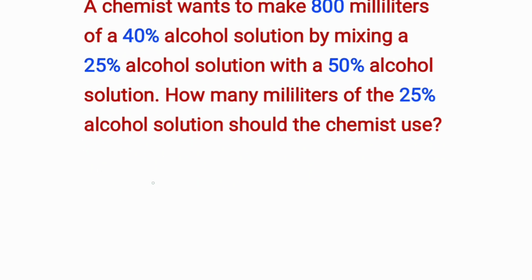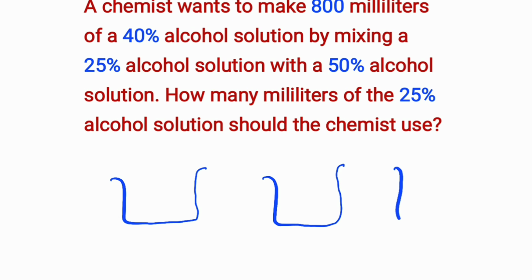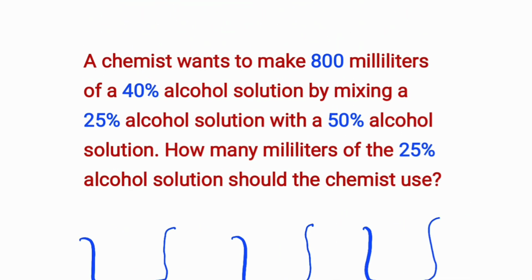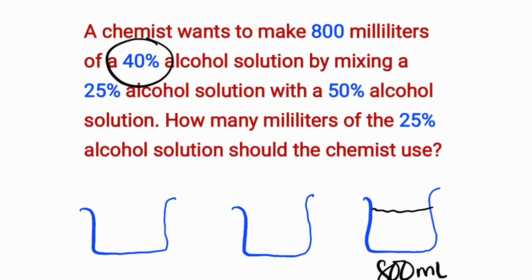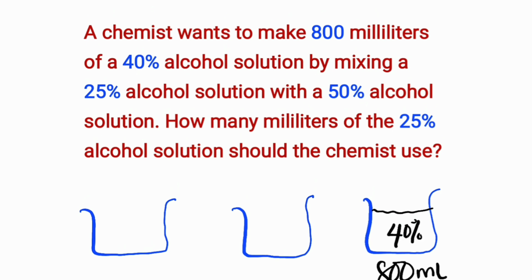Let me use 3 beakers here: 1, 2, and 3. What does it mean? From the question, the pharmacist wants to make 800 ml. So this particular container here should contain 800 ml of that alcohol solution. But what is the concentration? The concentration should be 40%. So this is 40% concentration.